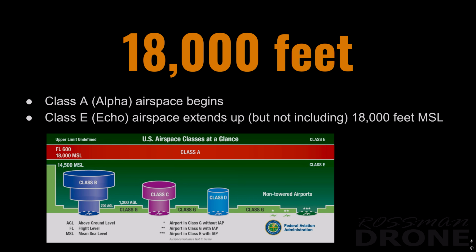Next, 18,000 feet would be our Class A or Alpha airspace beginning. So all the way up at 18,000 feet is where Class A airspace begins. And this is going to be for obviously some very high altitude commercial flight operations with instrument rules. This is not going to be relating to any kind of drone operations, but it could potentially come up on the Part 107 exam. Also with 18,000 feet is our Class E or Echo airspace extending all the way up to but not including 18,000 feet MSL.